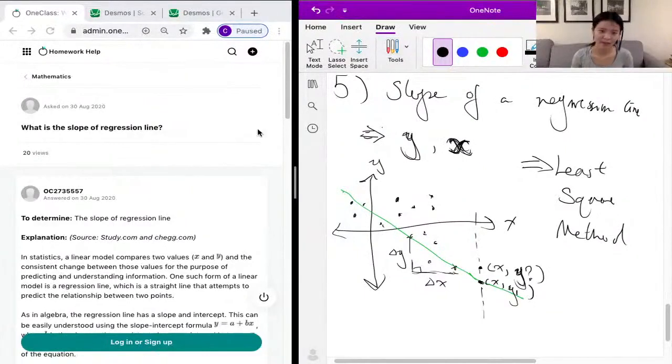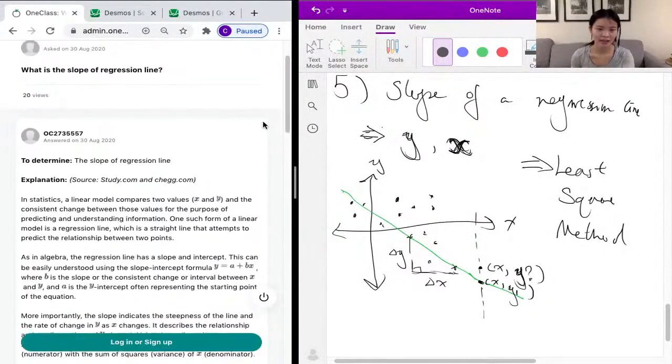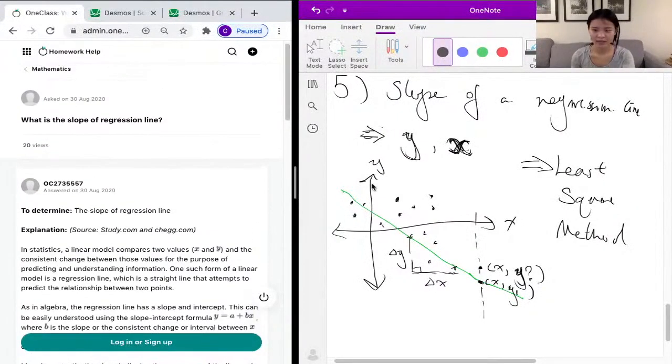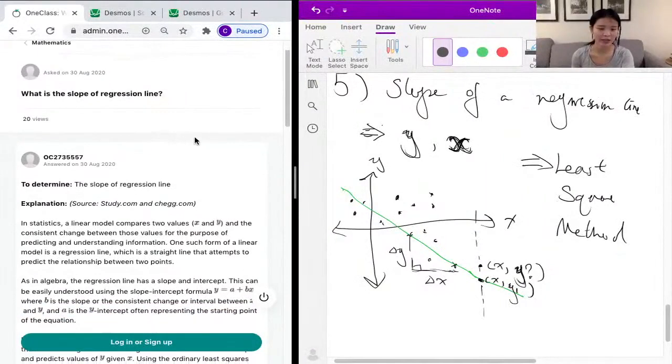So the slope of the regression line has a lot of uses, and linear regression also has a lot of uses. It's probably one of the first few concepts that you're going to learn in statistics. So it is quite useful, and this is what the slope of a regression line symbolizes. It basically represents the changing y over changing x, and it can give you the change in y if the change in x is already known.